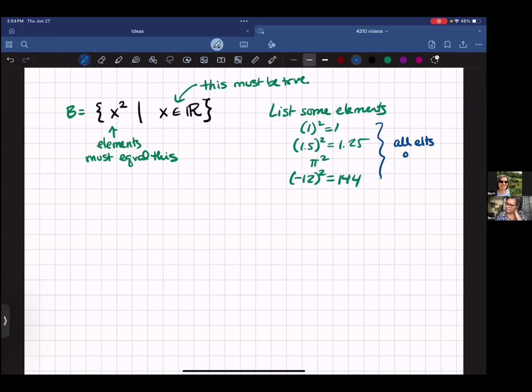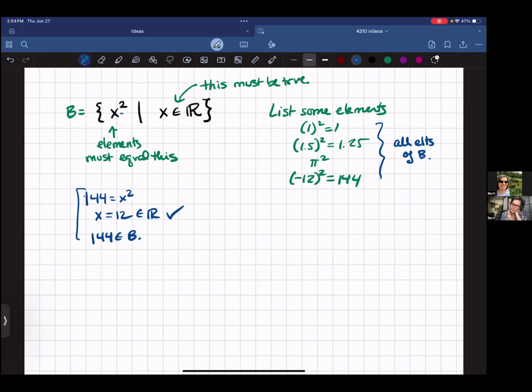Because in each of these cases, if I were to let 144 equal x squared, then I could say x equals 12 is one possible answer to that, and 12 is a real number. True. So the thing on the left is what the elements have to equal. And so this tells me that 144 is an element of B. Is 12 an element of B? I almost confused myself there. This is showing that 144 is an element of B.